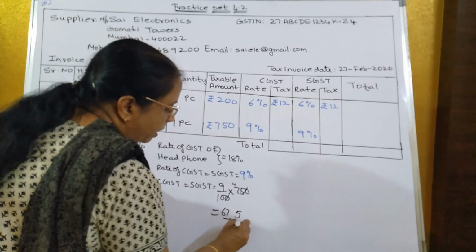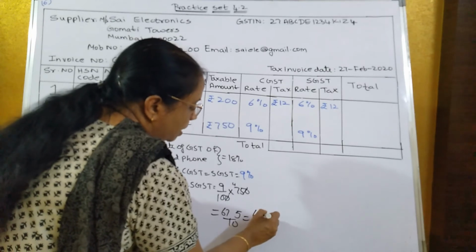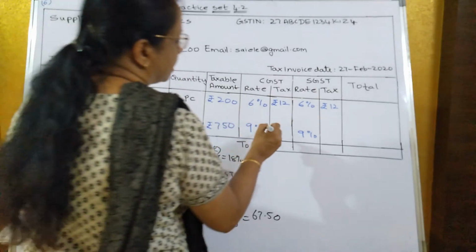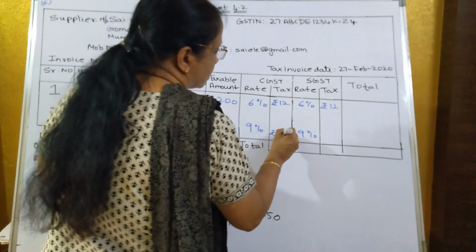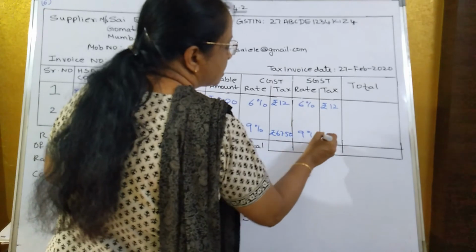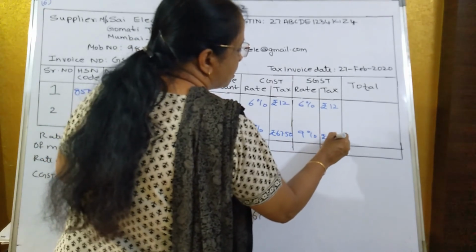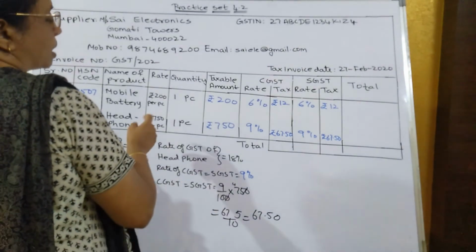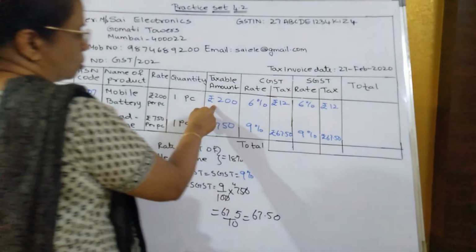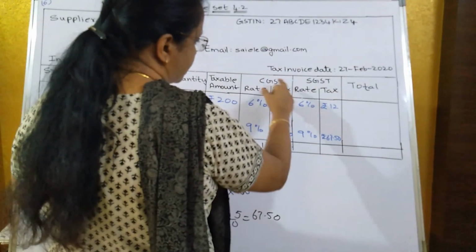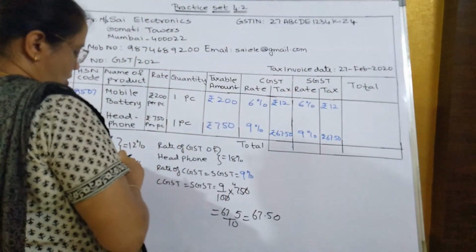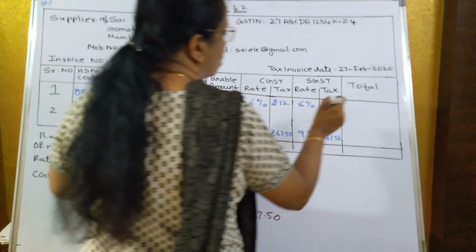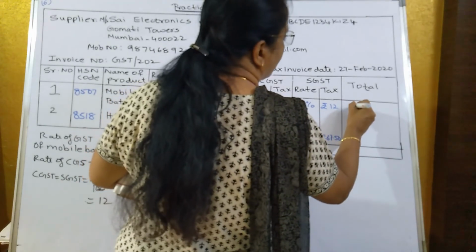675 upon 10, that's equal to 67 rupees 50 paise. That's equal to 67 rupees 50 paise, and here also 67 rupees 50 paise. Now what is the total amount the consumer has to pay? Taxable amount 200 plus 12 plus 12, that is SGST tax and CGST tax. So together it became how much? 12 plus 12, 24. 24 plus 200 is how much? 224.